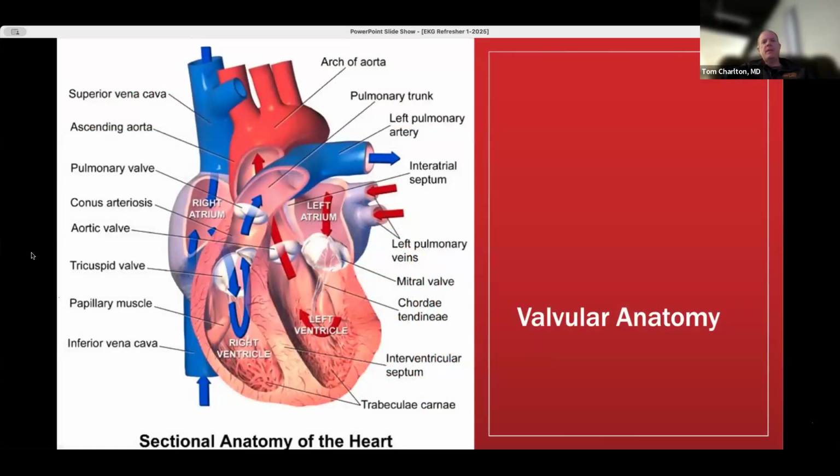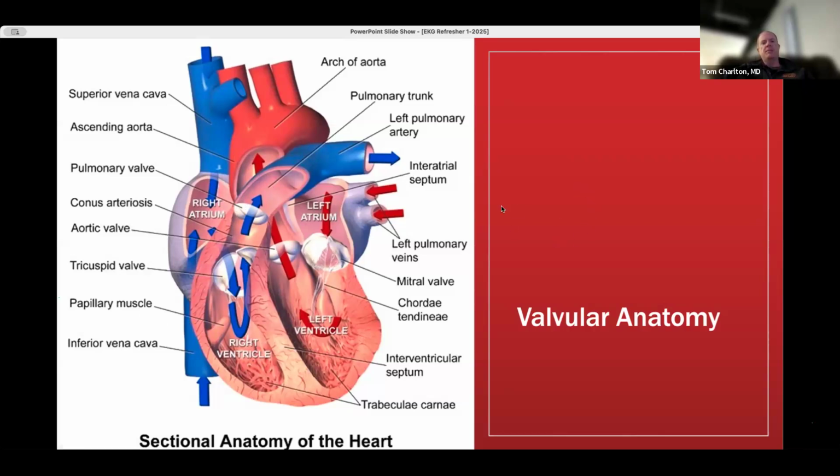Okay, so let's very quickly talk about the valves. Obviously, the valves are there so that way blood can only flow in one direction. So over here, we've got the right atrium, all right, that then dumps through the tricuspid valve, all right? That tricuspid valve snaps shut when the ventricle begins to contract and ejects stuff out through the pulmonary valve. This is the pulmonary artery that's taking blood out to the lungs.